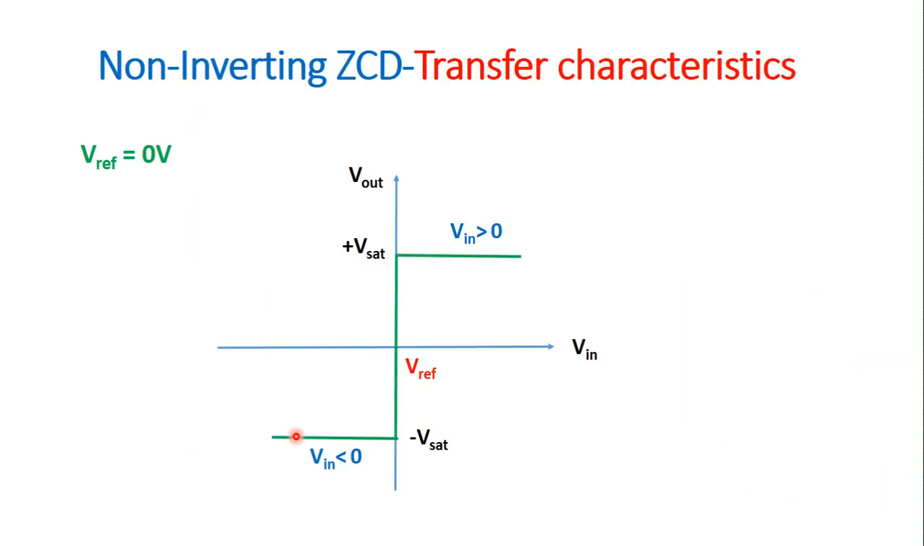Next one is transfer characteristics for non-inverting zero crossing detector at V reference is equal to 0. So, this is the V reference is equal to 0 point. We apply the conditions. When V in greater than 0, we have output voltage plus V saturation, and when V in smaller than 0, we have output voltage minus V saturation. So, these are the transfer characteristics.